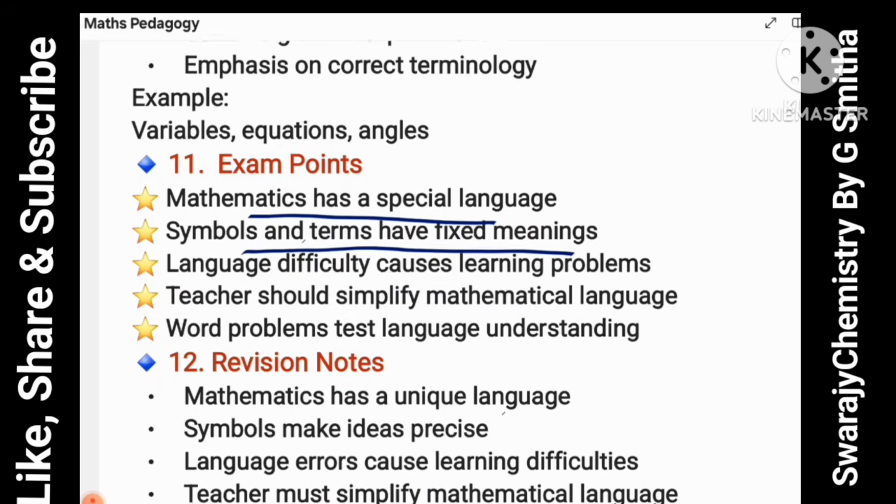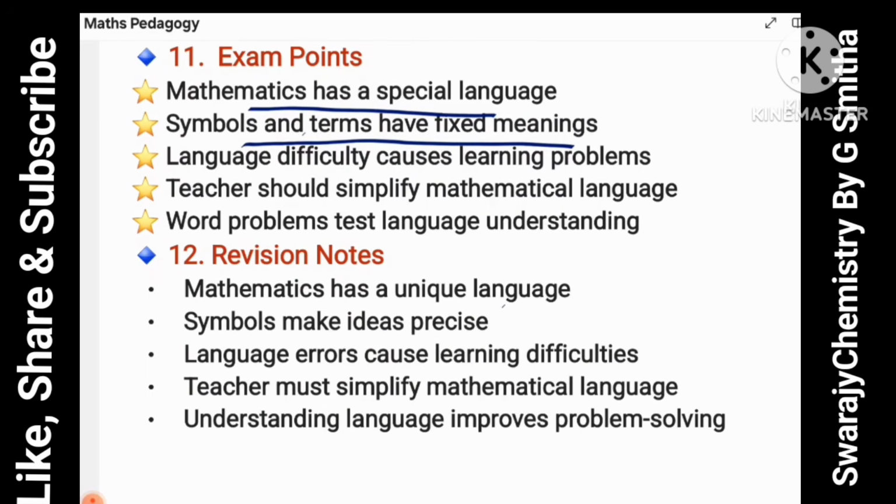Let's have a quick recap of what we have learned now. Mathematics has a unique language. Symbols make ideas precise. Language errors cause learning difficulties. Teachers must simplify mathematical language. Understanding language improves problem solving. I hope you have understood this topic.